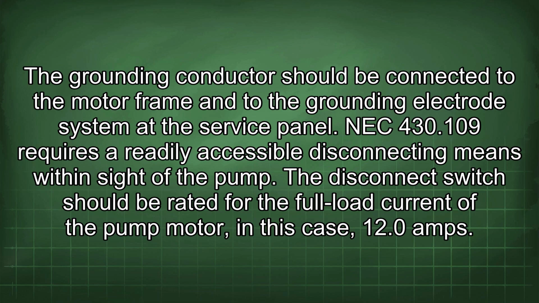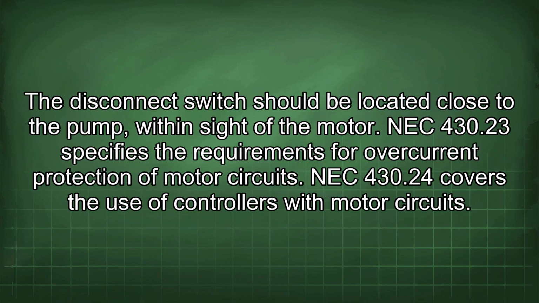NEC 430.109 requires a readily accessible disconnecting means within sight of the pump. The disconnect switch should be rated for the full load current of the pump motor, in this case 12.0 amps. The disconnect switch should be located close to the pump within sight of the motor.